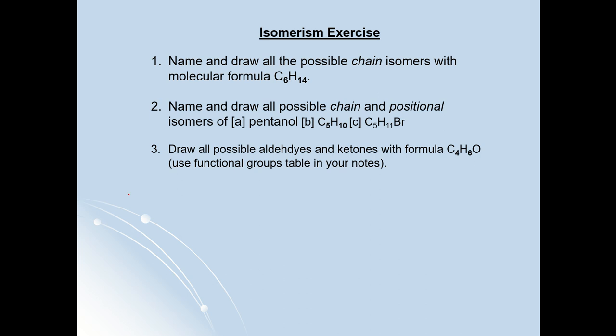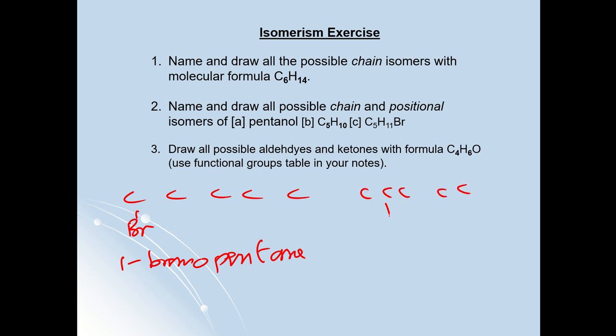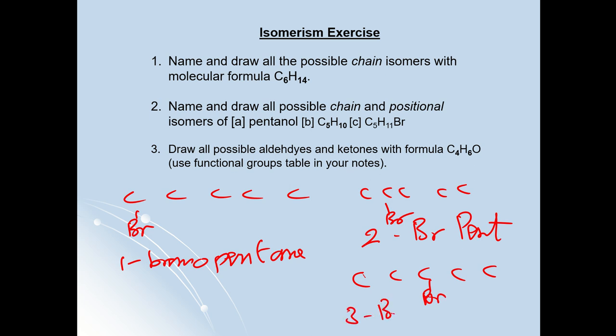Okay, let's look at the last one. Very simple, I hope. So we have pent again, we have a bromo. So we have 1-bromopentane. We can move that along to give me 2-bromopentane. I'll just write it shorthand. I think you'll all have got my bromine on. We can move it along again, and that gives me 3-bromopentane.